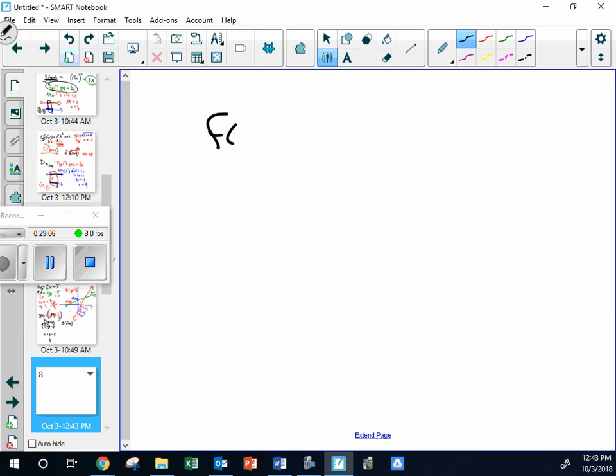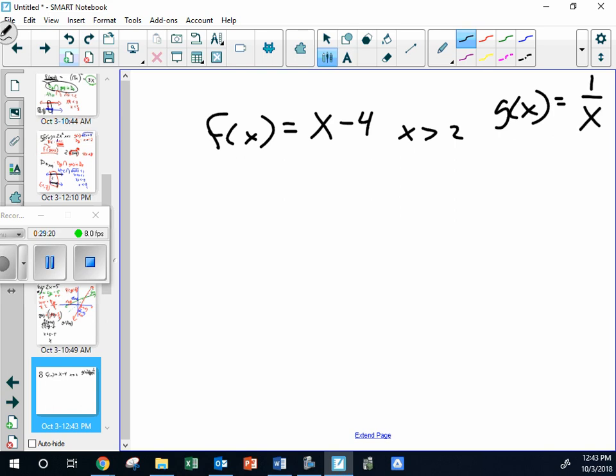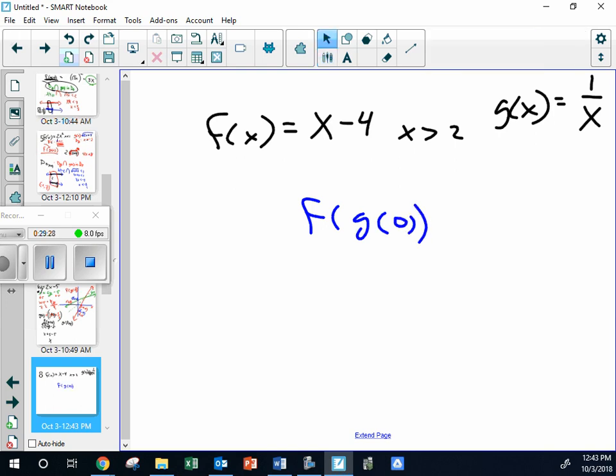What if I said f of x is equal to x minus 4, but x has to be greater than 2, and then g of x is equal to 1 over x. Then here's my question. What is f of g of 0? Who said that? What did you say? No solution. Why? How did you start? Look at g of 0. What is g of 0? 1 over 0. That can't exist. Boom. It's dead. Okay, let's try another one.